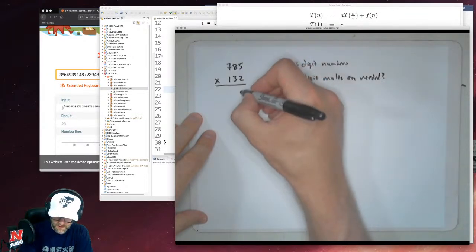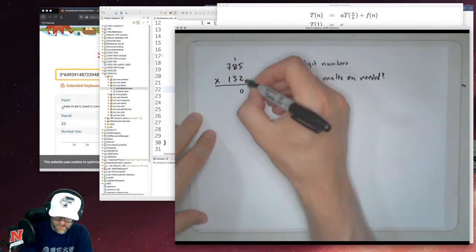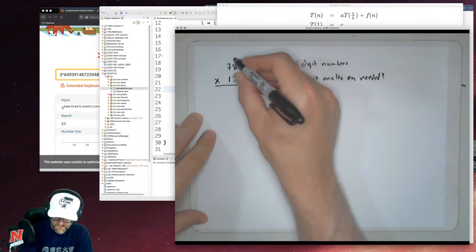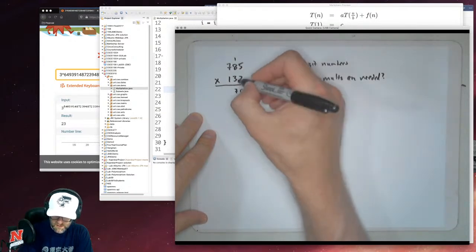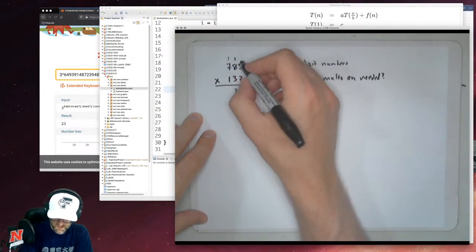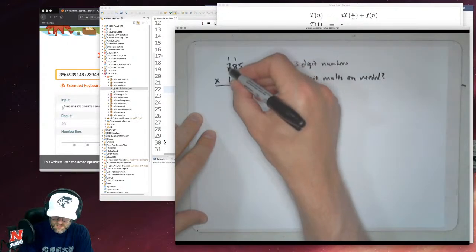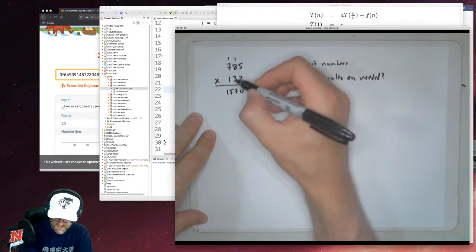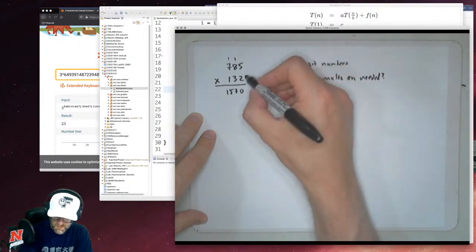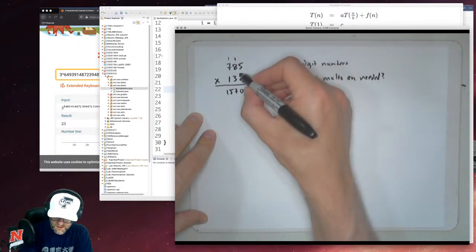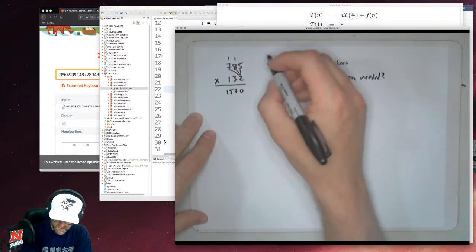So 2 times 5, carry the 1. 2 times 8, 16, plus the carryover, and then carry over another 1. 2 times 4, 2 times 7, and then add in the carryover, and it's 15. How many multiplications did I do there? 1, 2, 3. So at least 3.